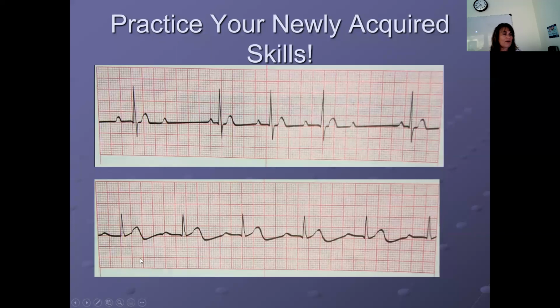But what about the PR interval? You see how long it is? So it's a prolonged PR interval, and they're all the same. It's not like the one above it where they keep getting longer and longer. They're all the same. So what is the name of the heart block where you have a long PR interval? Very good. First degree heart block.